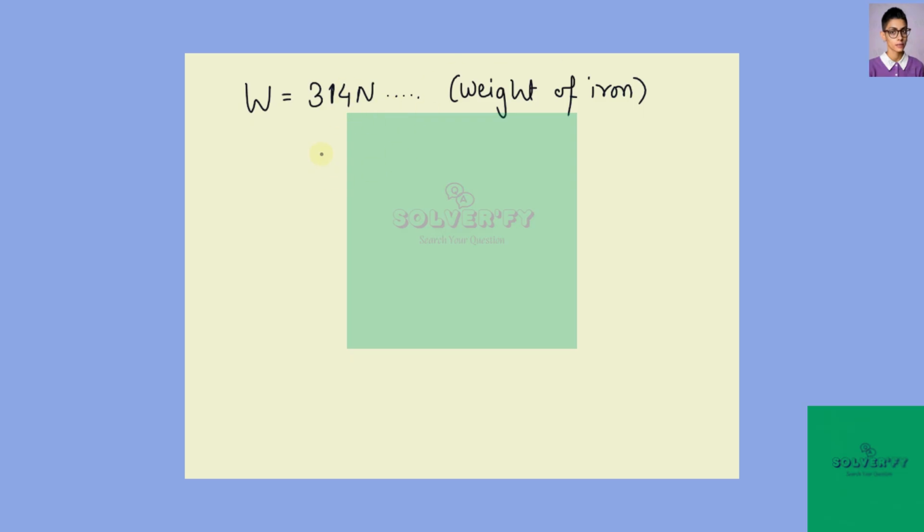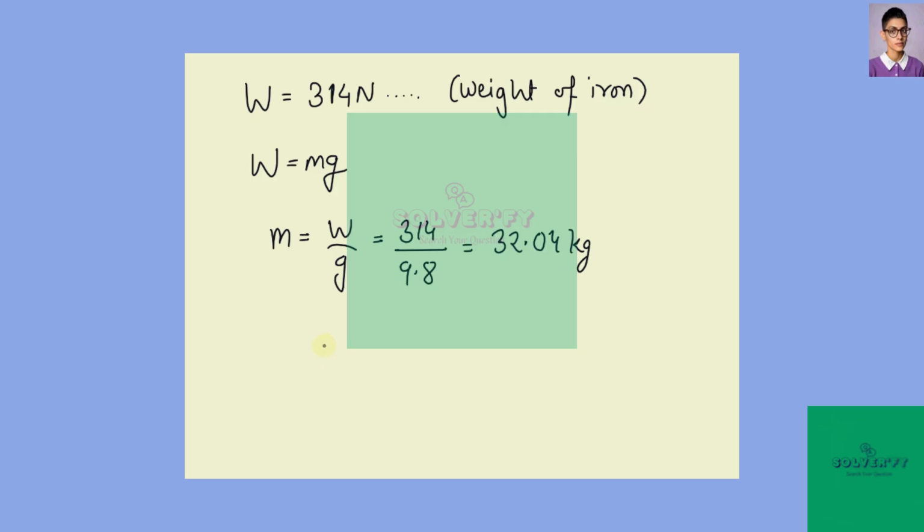So now we have this weight. From weight I can find out mass, because I know W is equal to M times G, so mass will be equal to W by G. So W is given, 314 divided by 9.8. If I calculate this, I get 32.04 kg. Now just to be more specific, I will write mass of ferrous, that is iron, is 32.04 kg.